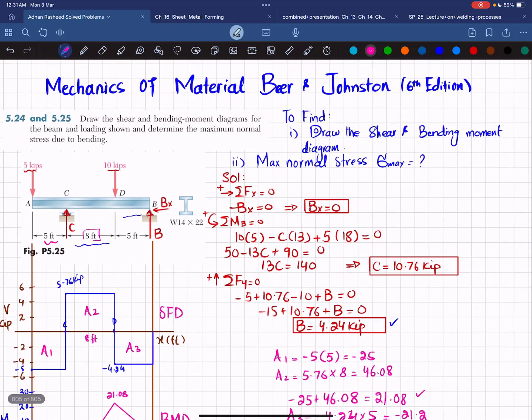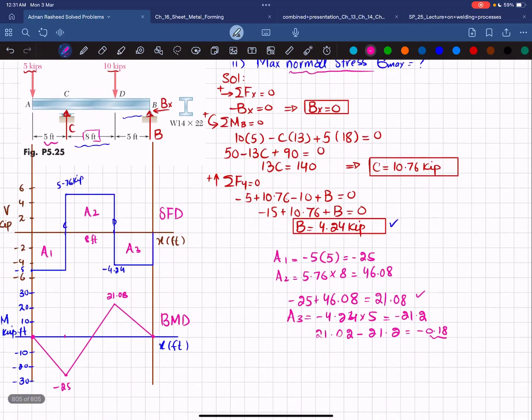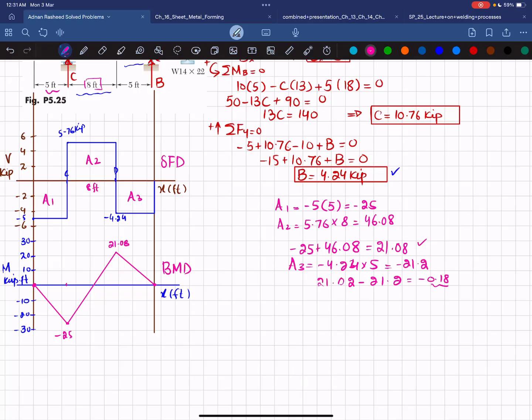In part B, we have to determine the maximum normal stress. So we know that maximum normal stress is equal to the absolute value of maximum bending moment divided by section modulus. And from this shear force bending moment diagram, you can see that maximum bending moment is 25 kilonewton into meter. So maximum absolute value of bending moment is minus 25, mod, which will give you 25, and unit will be kips into feet.